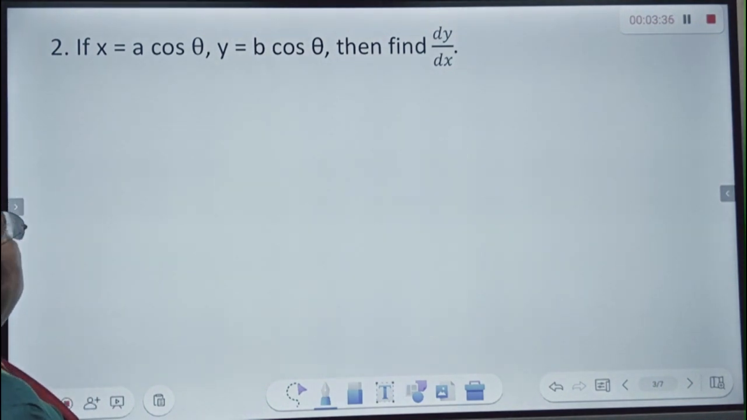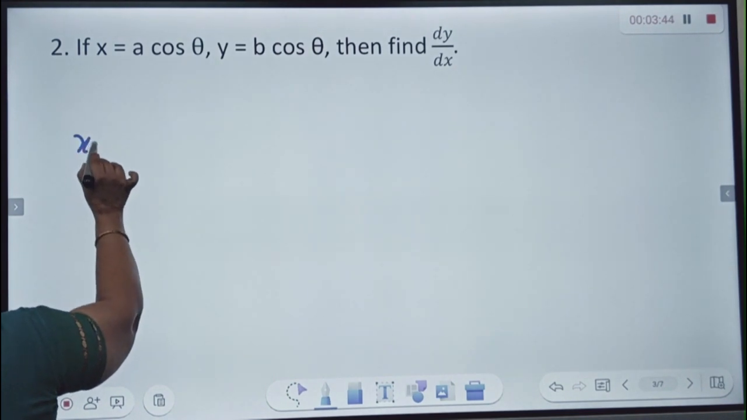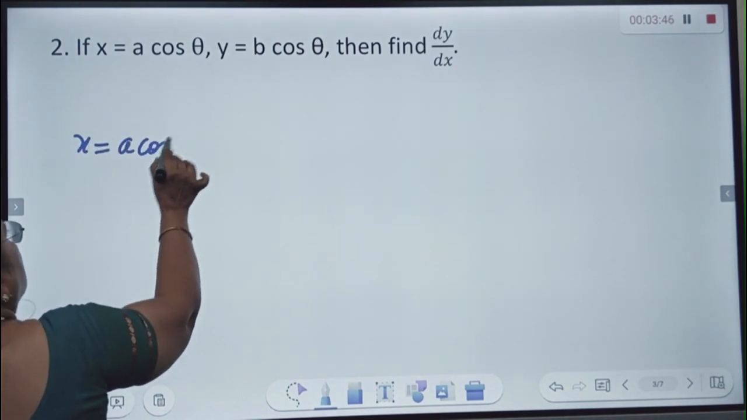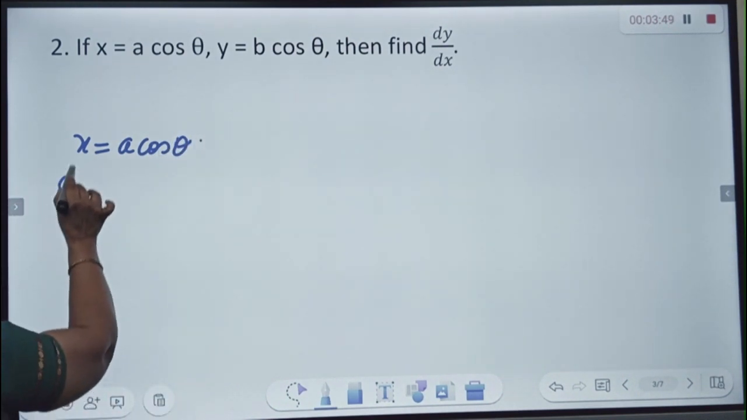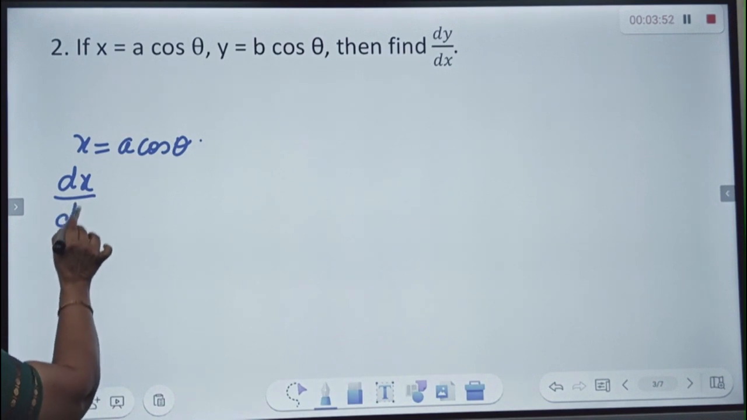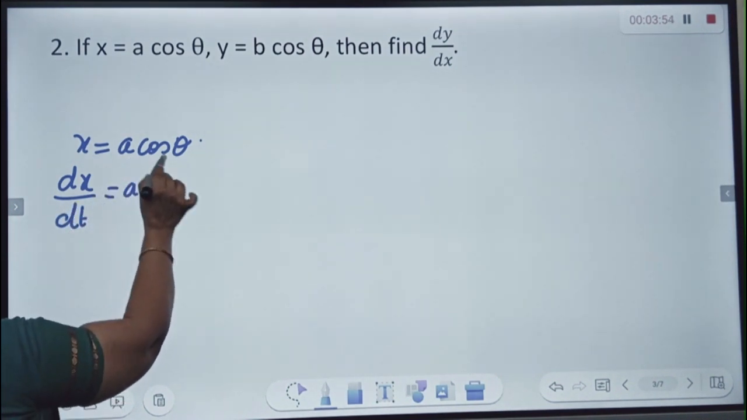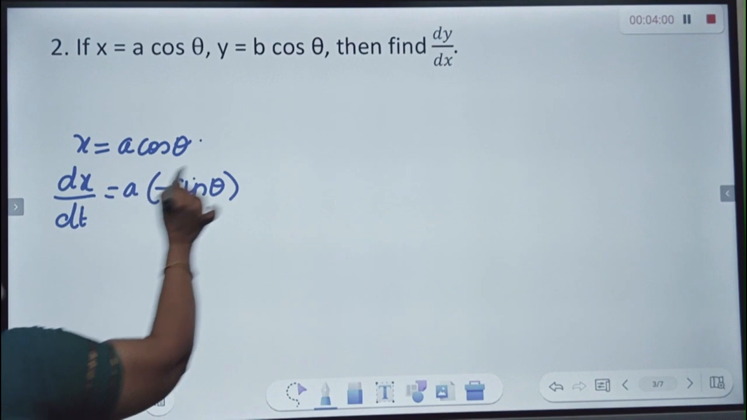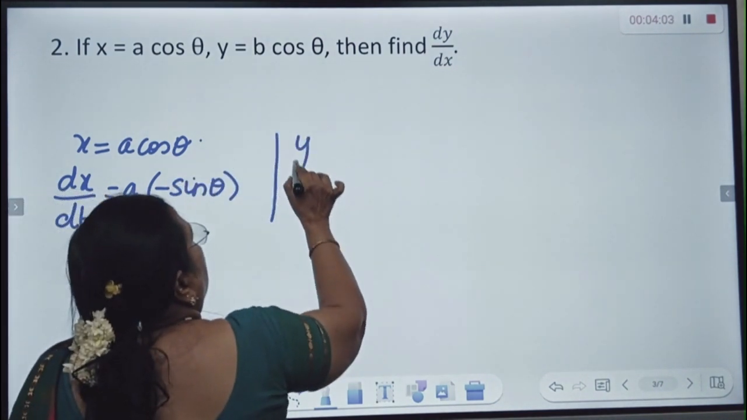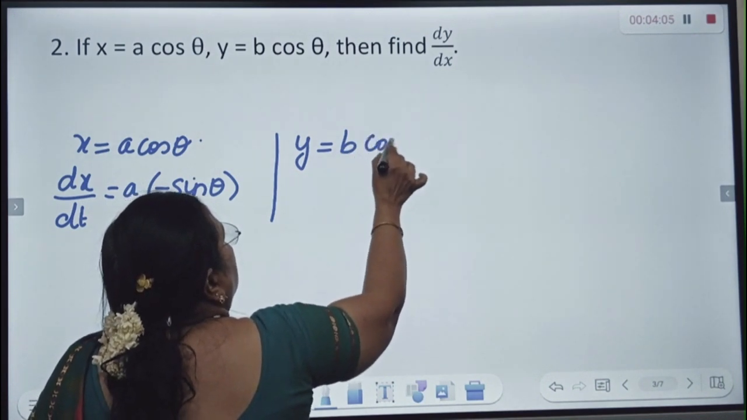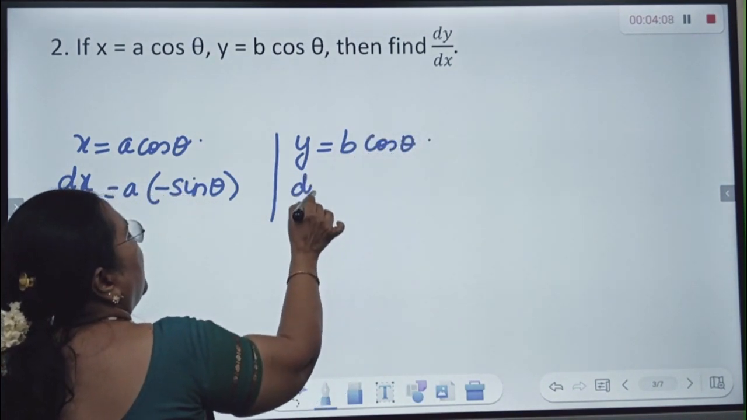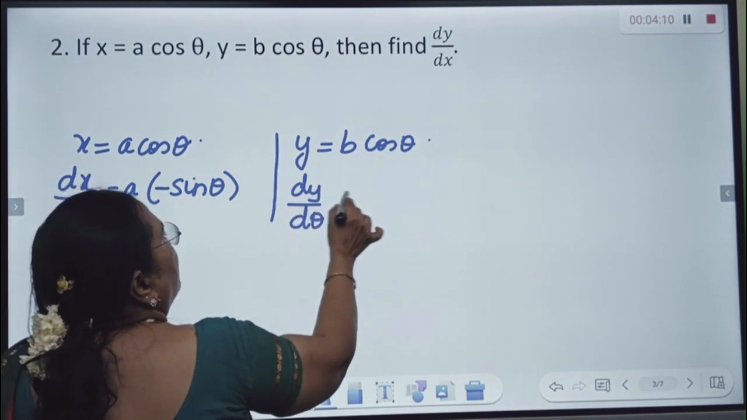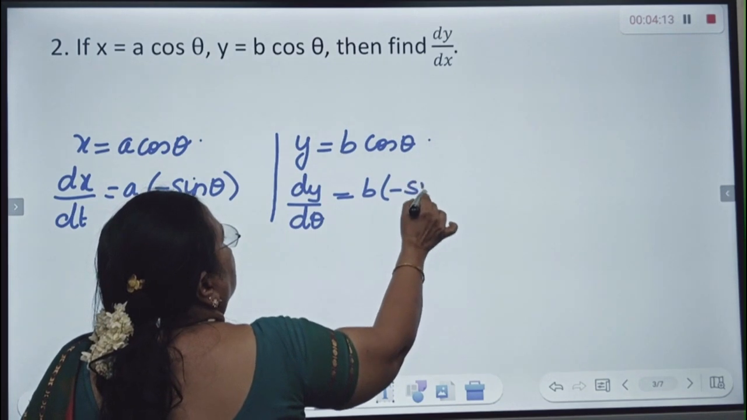Now, if x equal to a cos theta and y equal to b cos theta, we have to find dy by dx. So, x is equal to a cos theta. a is a constant, theta is a variable. So, dx by d theta will be a into derivative of cos theta is minus sin theta. Now, y equal to b cos theta. dy by d theta will be b into minus sin theta.